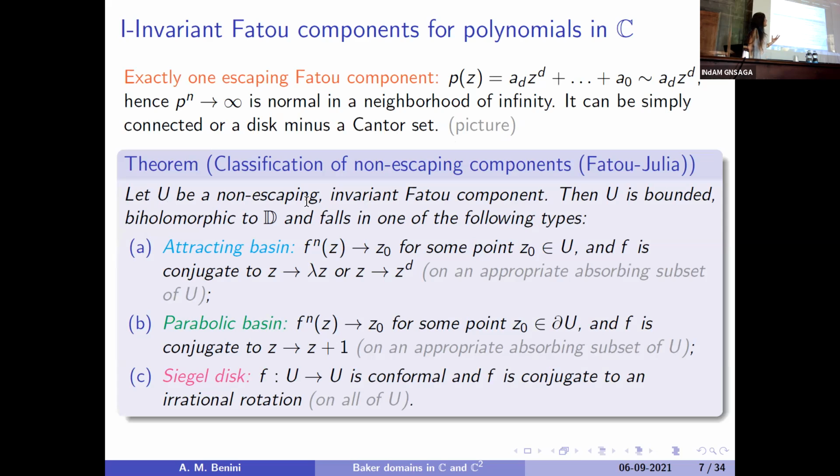What happens to a non-escaping Fatou component? Then you basically have three possibilities. I'm going to go over it quickly, and then we're going to see the picture, and everything will become more clear. So you can have an attracting basin, which means everything converges to a fixed point inside. A parabolic basin, which means that everything converges to a fixed point in the boundary. And a rotation domain. They're called Siegel disks in complex dynamics.